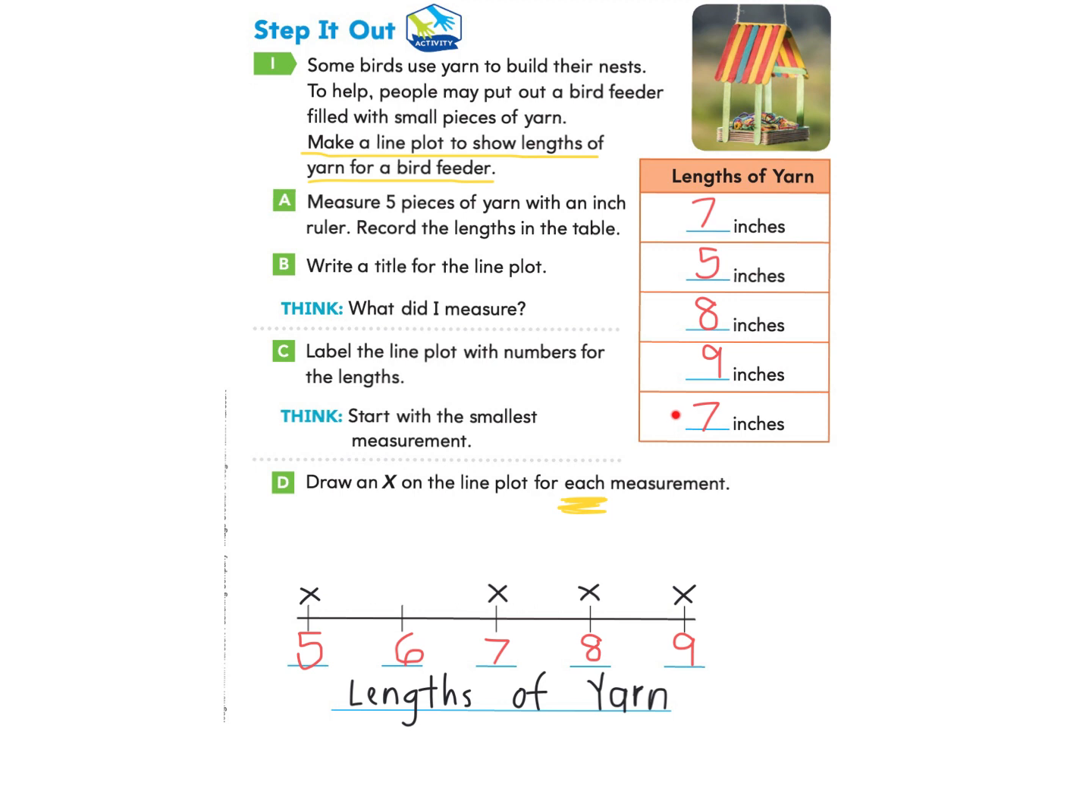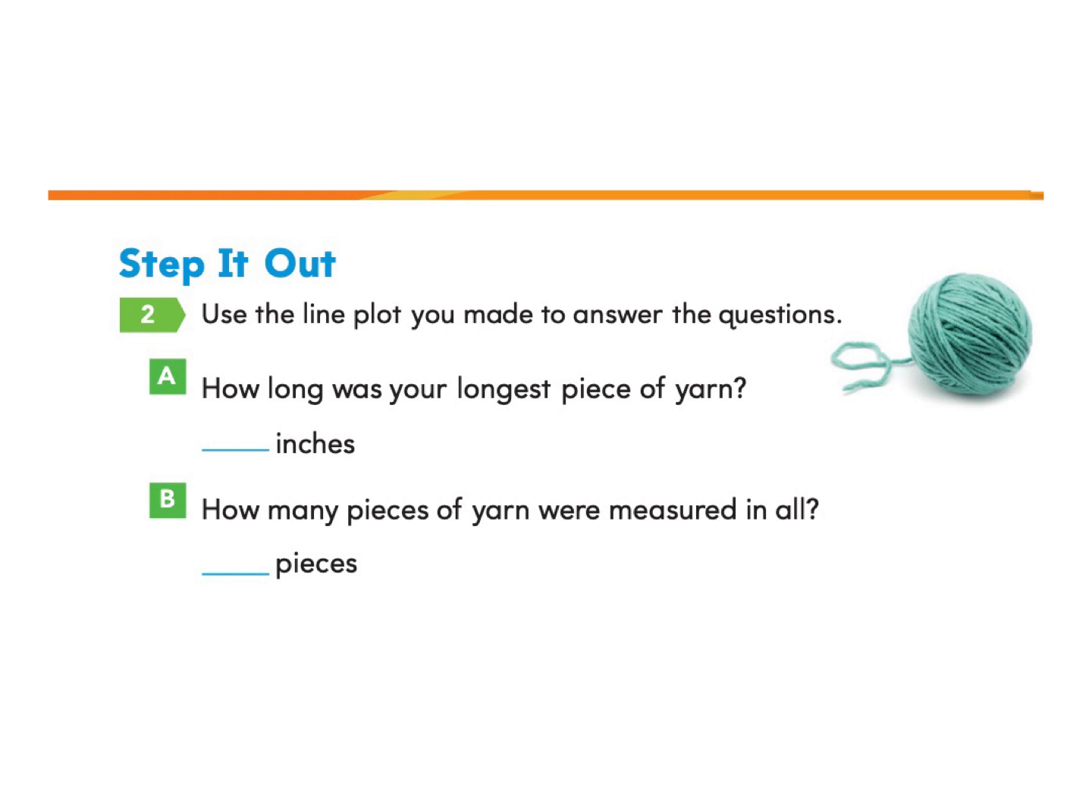Do you remember what to do when there's 2? You should put another X on top of the first X. Excellent. So now we have completed our line plot for lengths of yarn. Perfect job. Let's turn the page to 446. We will look at Step It Out Part 2.